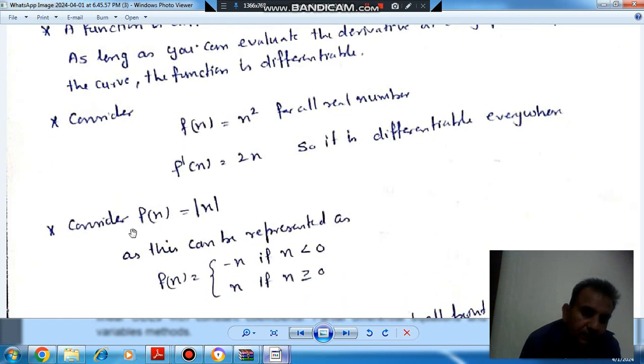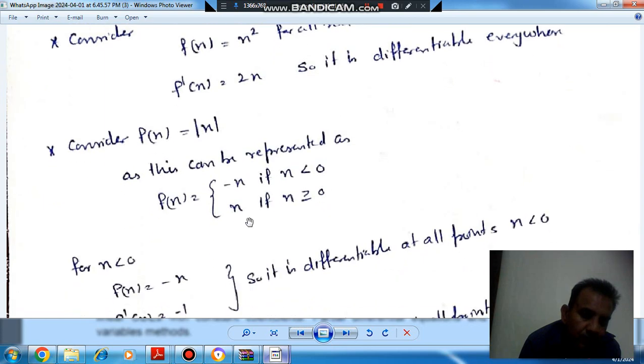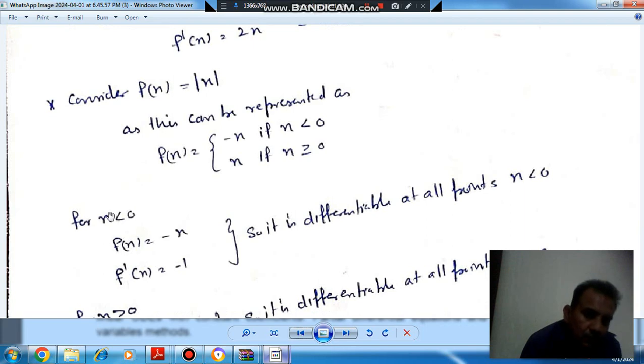Now consider another function, f(x) = |x|. This function |x| can be written as -x when x is less than 0, and +x when x is greater than or equal to 0. So for x less than 0, we take this equation, that is -x, and f'(x) will be -1. So it means when x is less than 0, it is differentiable at all the points.